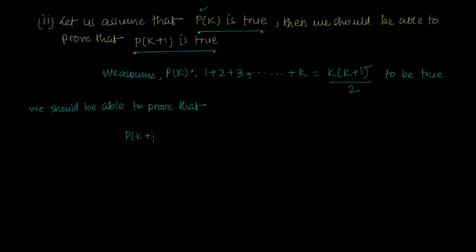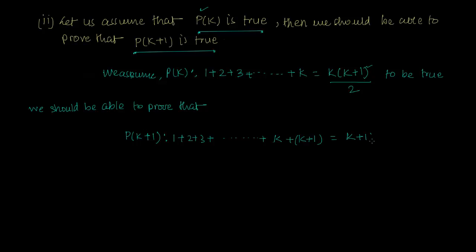The statement P(k+1), which is given by 1 plus 2 plus 3, it'll go and end till, where will it end? In k plus 1. But then prior to k plus 1, there'll be k. So you should write one term prior to it as well. So we should be able to prove that this is equal to what? You replace k by k plus 1.